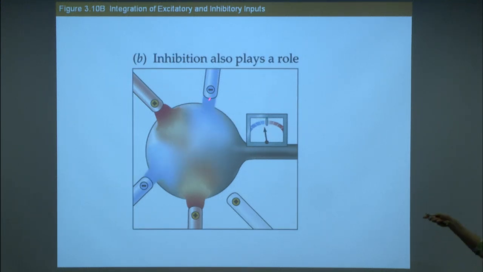However, you could also have a situation like this, where you have inhibition and excitation coming in. It looks like the inhibition is the closest to the axon hillock. We have both inhibition and excitation, and this just keeps it farther away from firing. With both inhibition and excitation, the cell is not firing in this configuration.